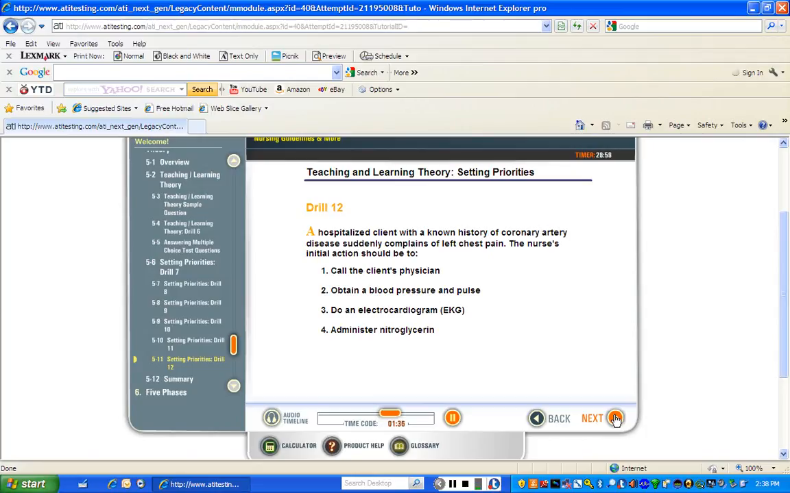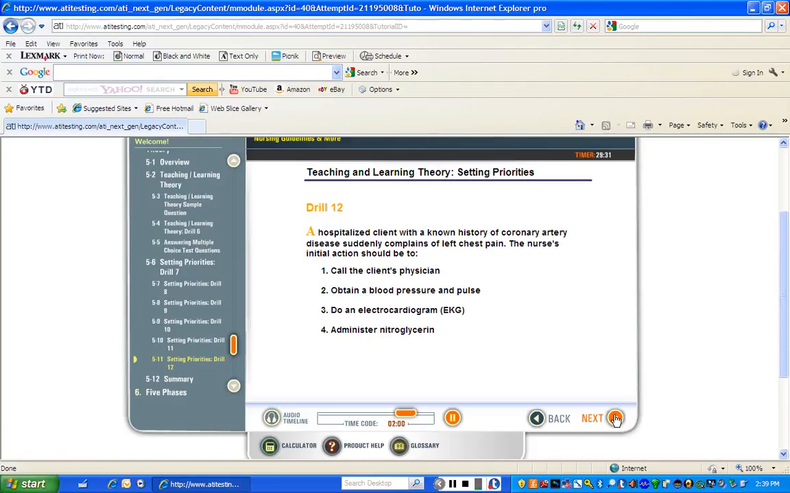With only the information in the case scenario, all you know is that the client has a history of coronary artery disease. The client may be at risk for side effects from nitroglycerin such as hypotension. Let's take a look at other choices to make sure that there is not a more important assessment action. Option 3, do an electrocardiogram or EKG. We will assign a plus sign to this choice because it is an assessment action that focuses on the client.